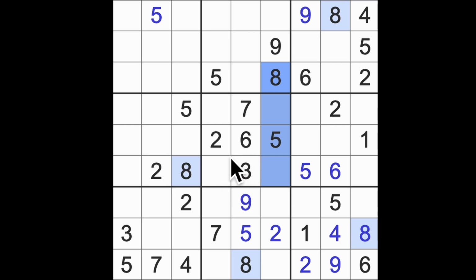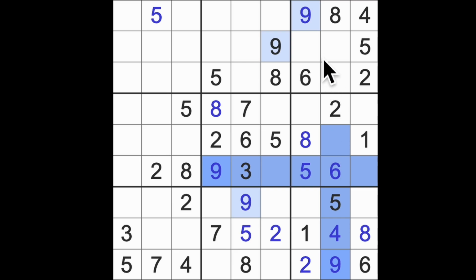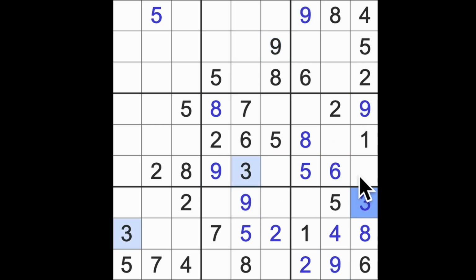Eight blocking down here and across there gives me an 8 there. 8 across here, and down there gives me 8 in that square. 9 blocking down here puts 9 over here. 9 across here, up and down, says this is a 9. 3 blocks this square, so in this column there's our 3. 7 finishes the column.